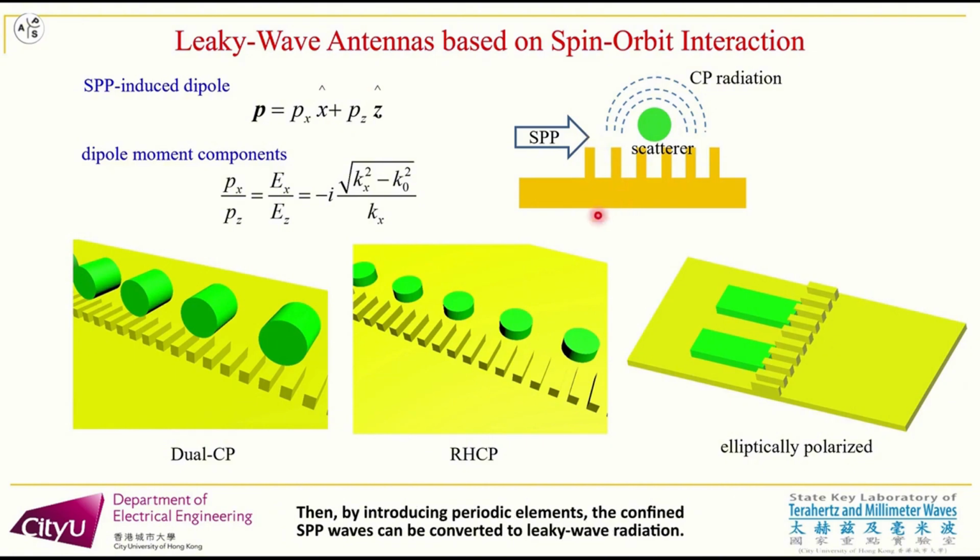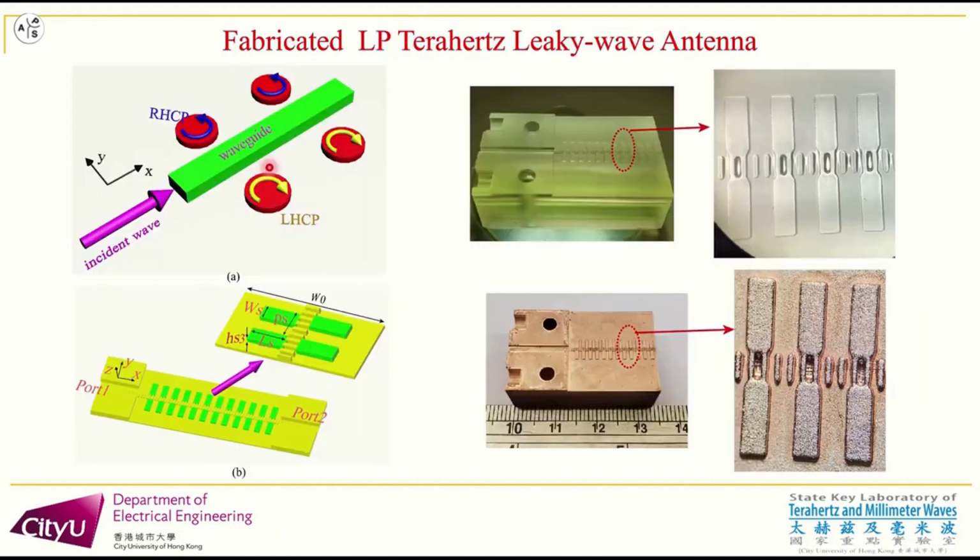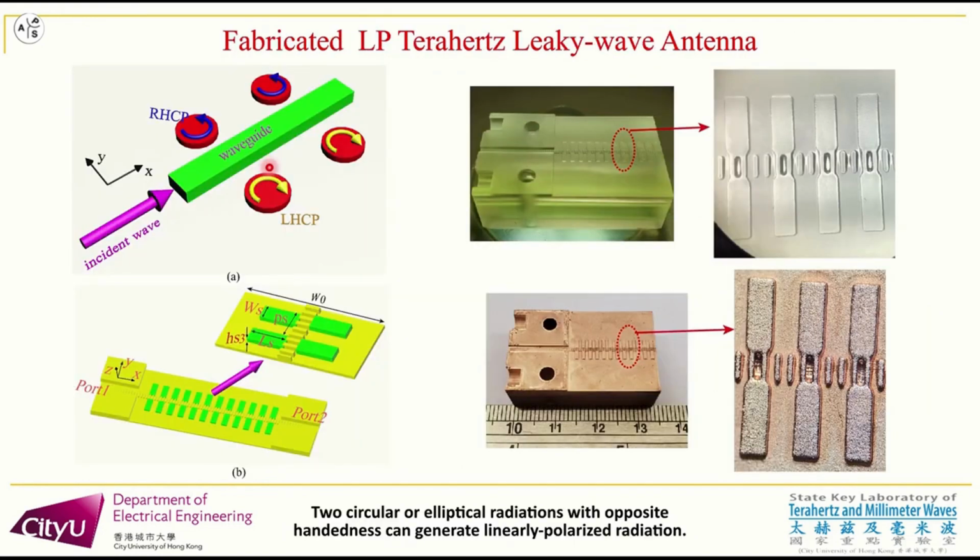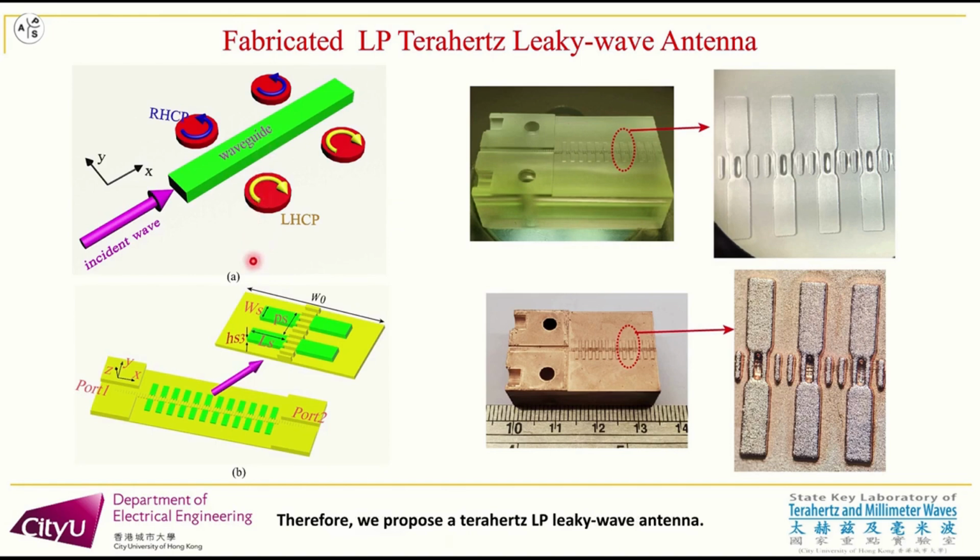Then, by introducing periodic elements, the confined SPP waves can be converted to Leaky-Wave radiation. We designed the LHCP, RHCP, and the elliptically polarized Leaky-Wave antennas, respectively. Two circular or elliptical radiations with opposite handedness can generate a linearly polarized radiation. Therefore, we propose a Terahertz LP Leaky-Wave antenna.